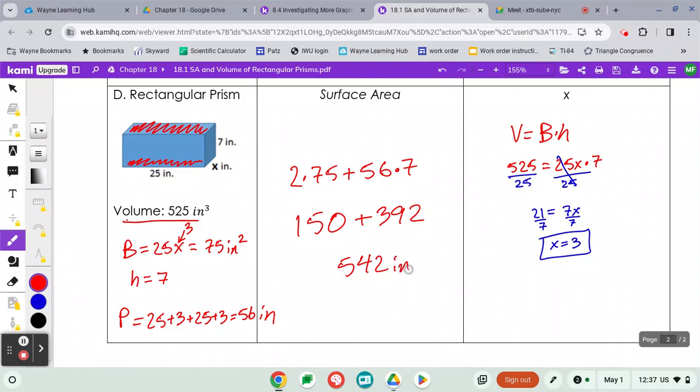Also, I forgot to label my number, or the x. What was the x label? Was it inches squared, or inches cubed? It's actually just inches. I know that volume is cubed, but do you see how x just represents one length, right? So it's just going to be inches.